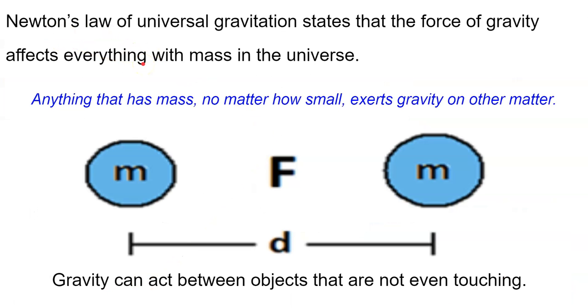All right, so Newton's law of universal gravitation states the force of gravity affects everything with mass in the universe. So anything that has mass, no matter how small, exerts gravity on other matter. And we have this pictorial here, and we see that there's m, this is mass, the F is force, and then this is another mass. Something else to think about is that this mass and this mass are not even touching each other, but there's still a gravitational force acting between them. That's hard for us to think about because they're not touching, right?